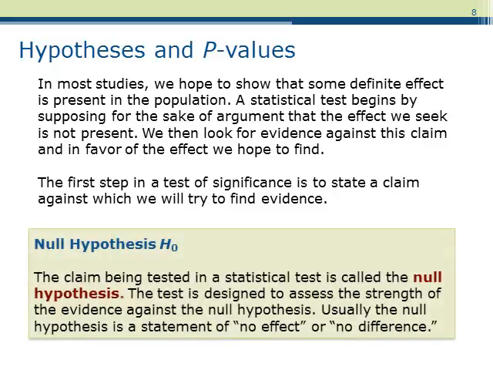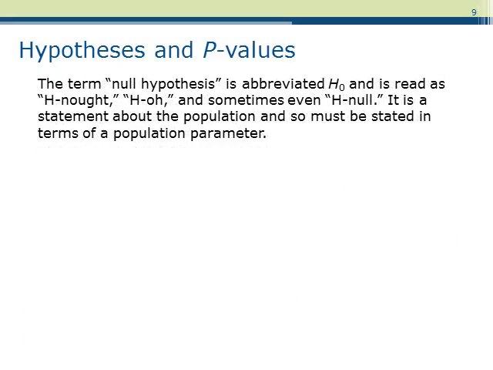The claim being tested in a statistical test is called the null hypothesis. The test is designed to assess the strength of the evidence against the null hypothesis. Usually the null hypothesis is a statement of no effect or no difference. The term null hypothesis is abbreviated H₀ and is read as H naught. It is a statement about the population and must be stated in terms of a population parameter.